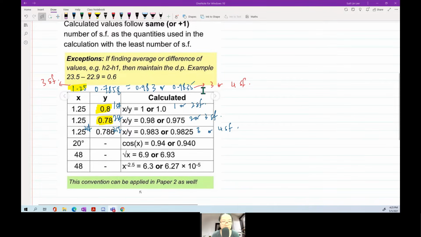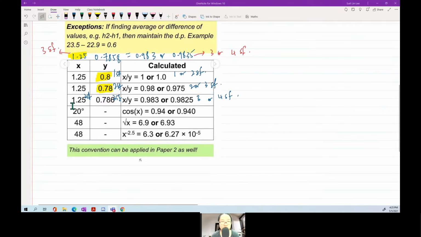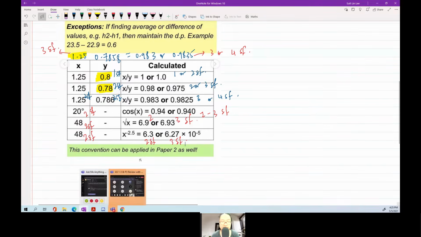We do not check decimal point at all when it's calculation. So for example, when it's 20 degree, this is 2 SF. Can? 2 SF. So this is 2 to 3 SF. 2 SF, you square root, 2 or 3 SF. Can or not? This is 2 SF. Are you going to power something? 2.5. So you either write 6.3 times 10 power negative 5, 2 SF, or 6.27 times 10 power negative 5, 3 SF. Okay, so follow the least SF or least SF plus 1.